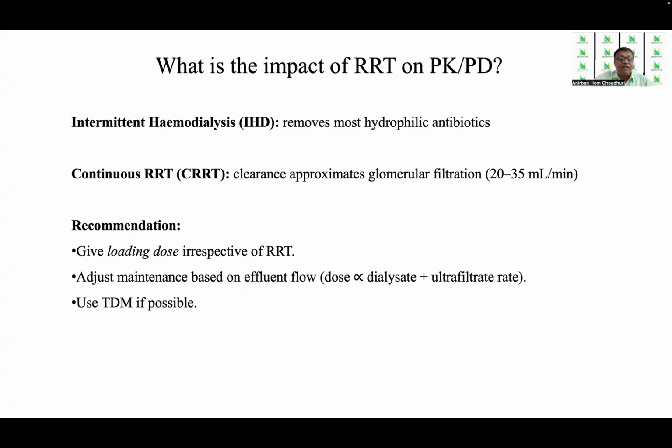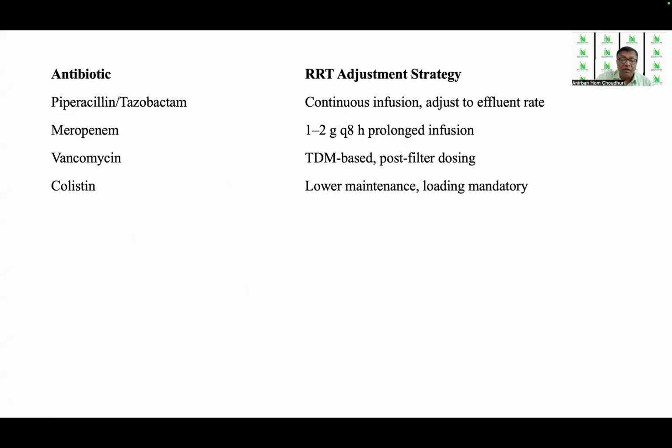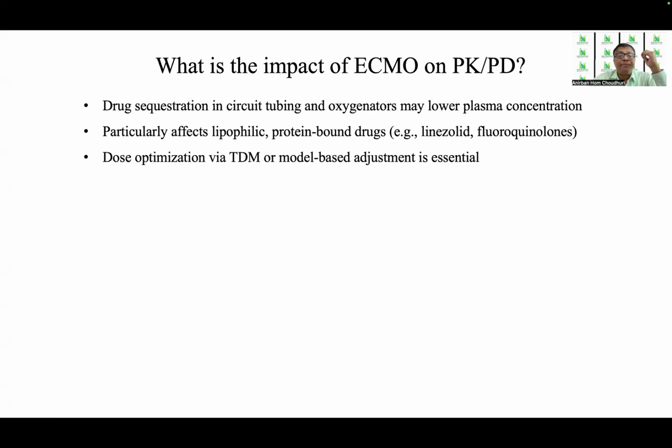And if TDM is available, then try to use it. So if there is RRT, the adjustment strategy for beta-lactams would include continuous infusion adjusted to the effluent rate, meropenem 1 to 2 gram or prolonged infusion, vancomycin TDM based post-filter dosing, and colistin lower maintenance and loading mandatory. So what is the impact of ECMO on PK/PD?